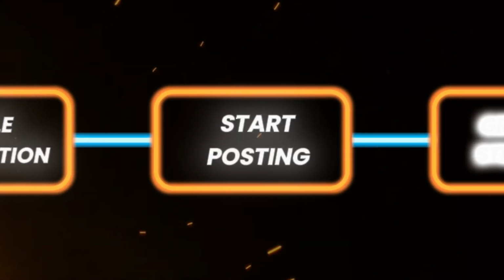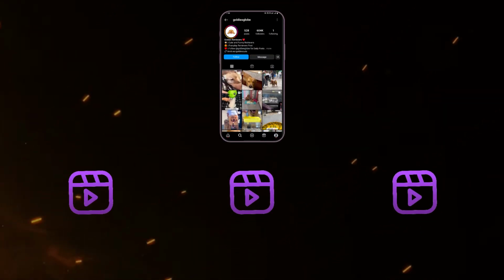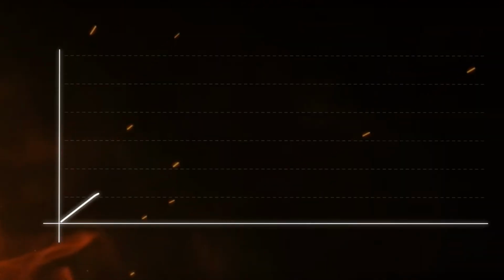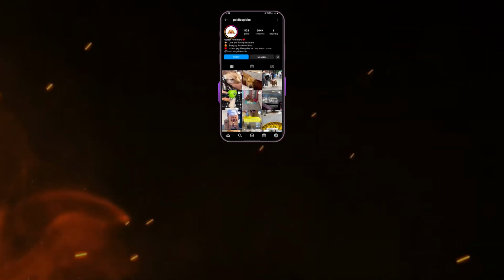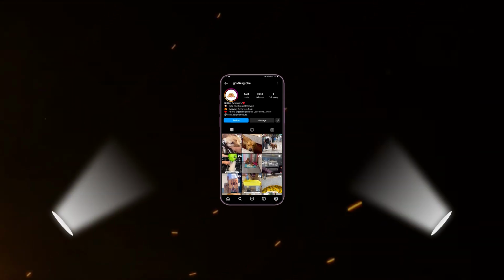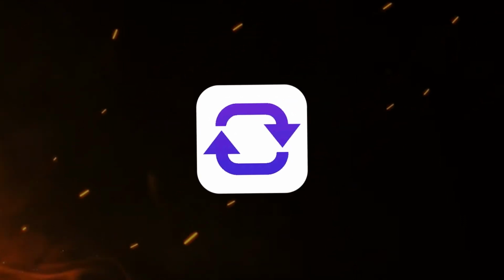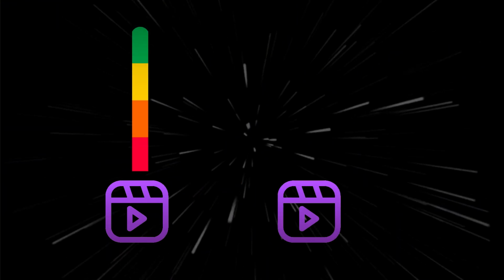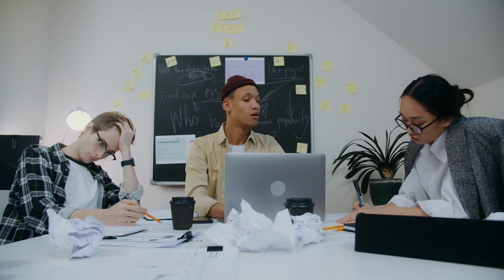Next step is to start posting. At the beginning, mainly focus on posting reels. Reels are the most powerful content format on Instagram right now, especially for growth. Try to post at least 3 reels per day to increase your chances of getting noticed. Now you might be wondering, what kind of reels should I post? Try to repost reels that have already gone viral on other pages within your niche. If a reel has gone viral on someone else's page, then there's a good chance it will perform well on yours too. But how exactly do you find these viral reels?